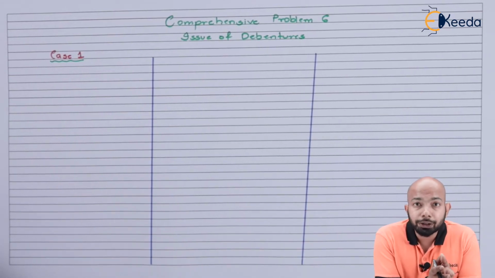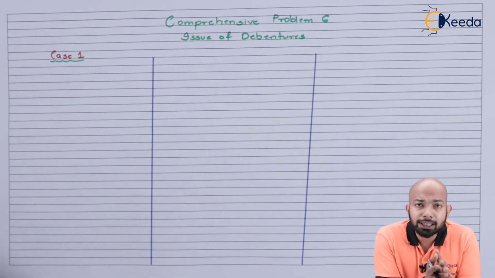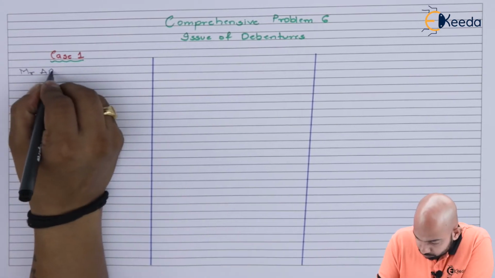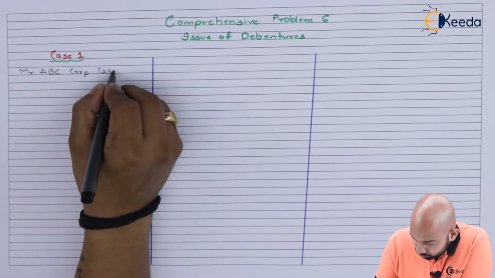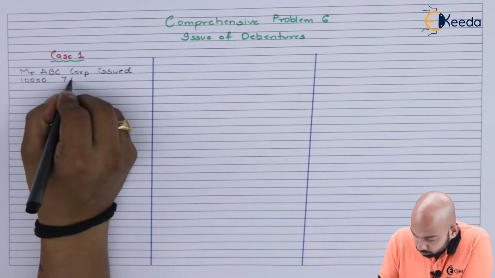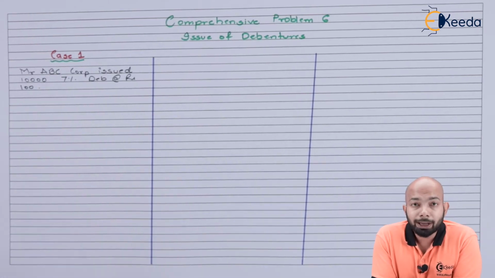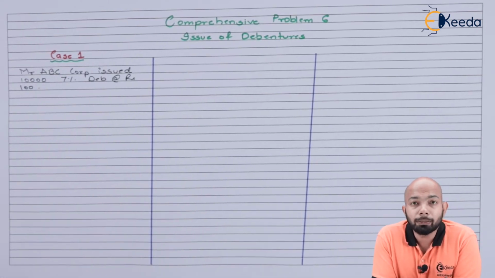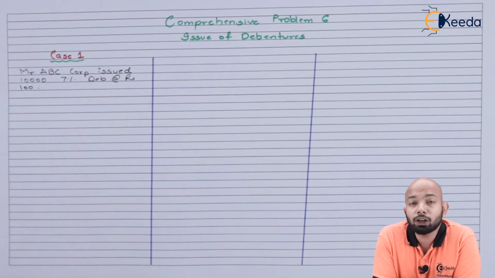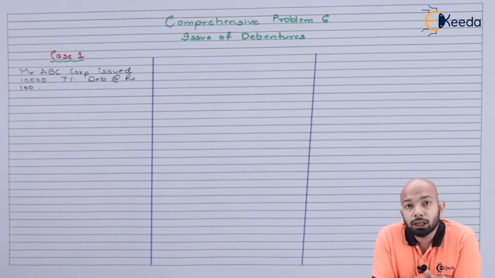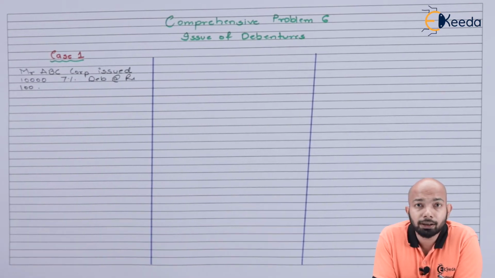Now, the first case will refer to Messrs. ABC Limited. Let's figure out what exactly we have in this case study. The question mentions that Messrs. ABC Corporation Limited issued 10,000 7% debentures of rupees 100 each at rupees 100 each. This has been mentioned. Now, the payable amount, or rather the amount that is supposed to be paid, is also supposed to be mentioned. So let's mention that part.